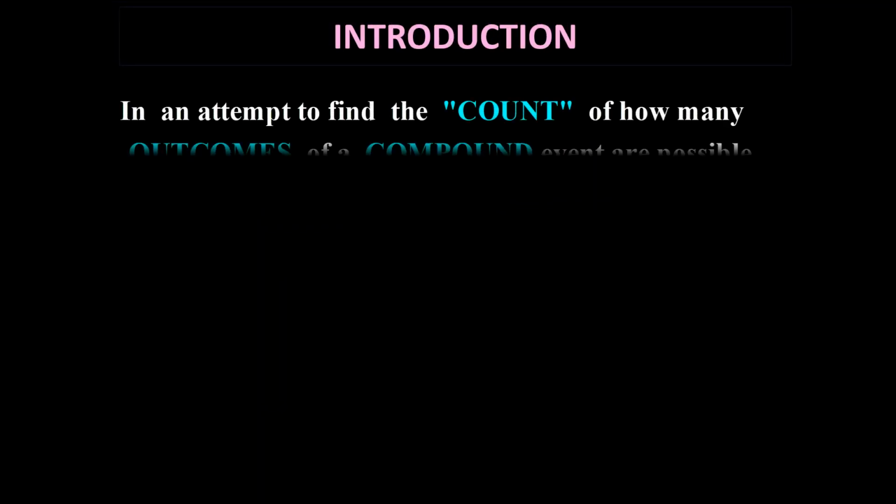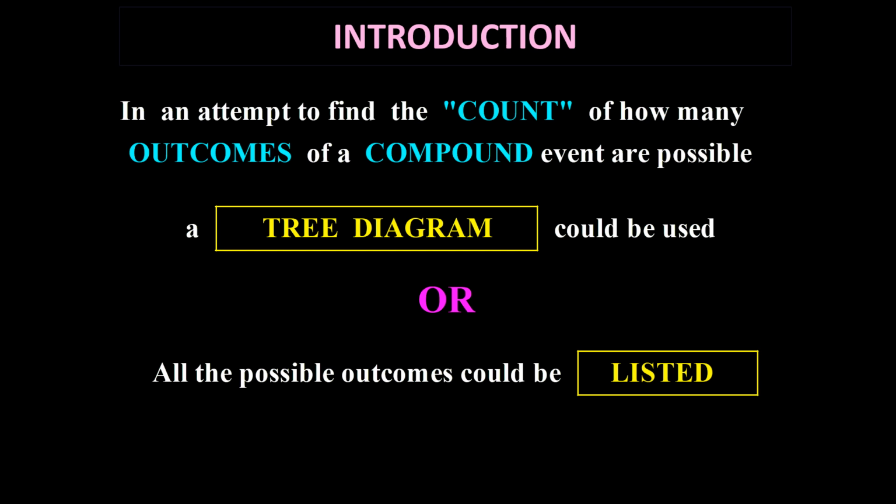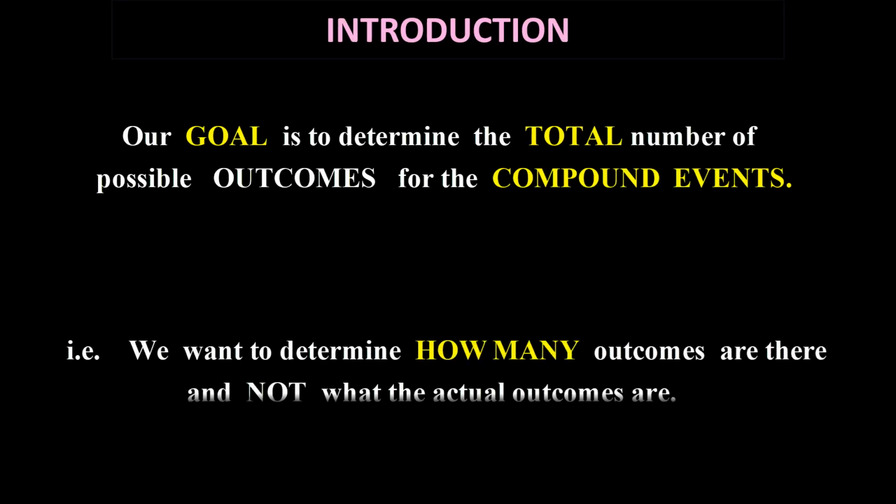Now let's see how we can count the number of outcomes of a compound event. How many outcomes are possible? To be able to do this, we have two options. We can either make use of a tree diagram, or we can actually list all the outcomes. We're going to try both in the next few examples, and then we'll be able to deduce a rule. So our goal is to determine the number of possible outcomes. In other words, we want to determine how many outcomes there are, and we don't actually want to find the actual outcomes. So we have to find a technique of counting the number of outcomes without actually listing all the outcomes.